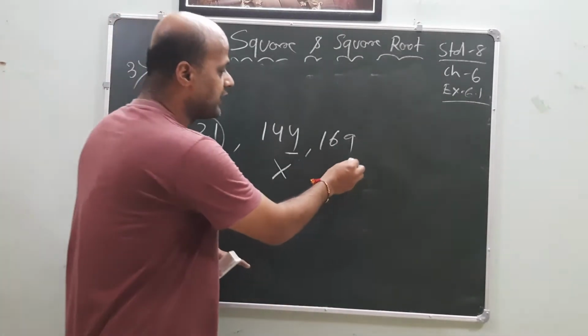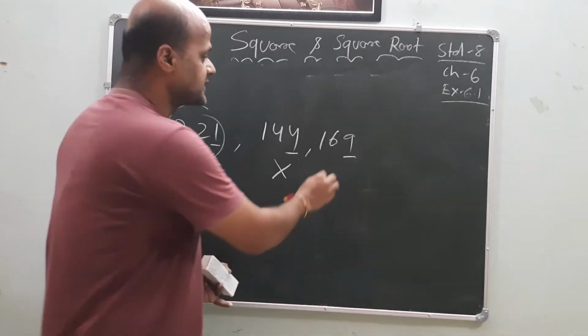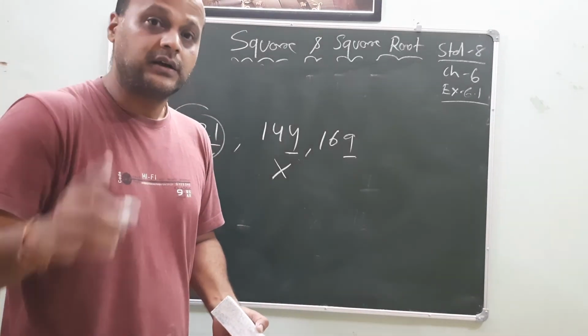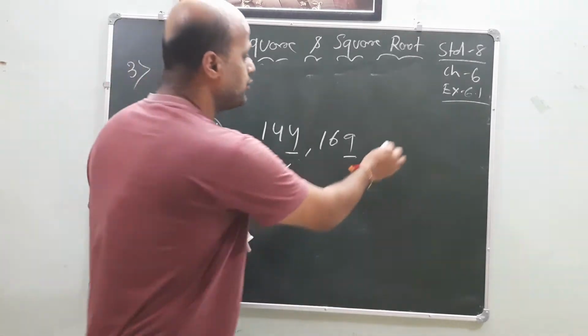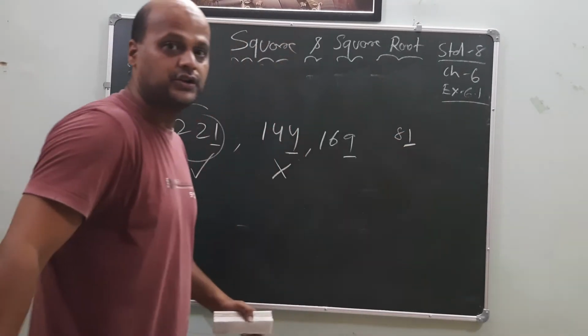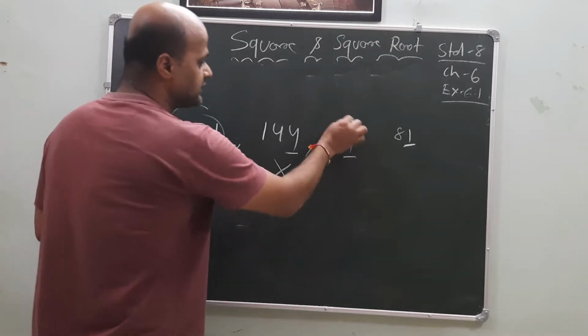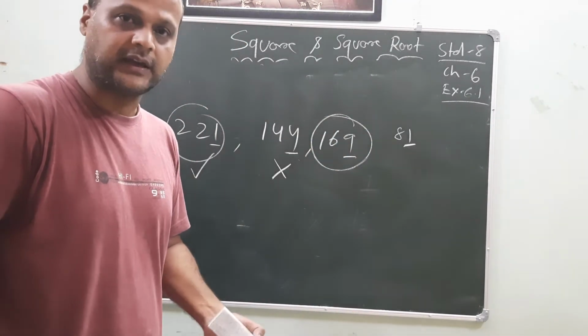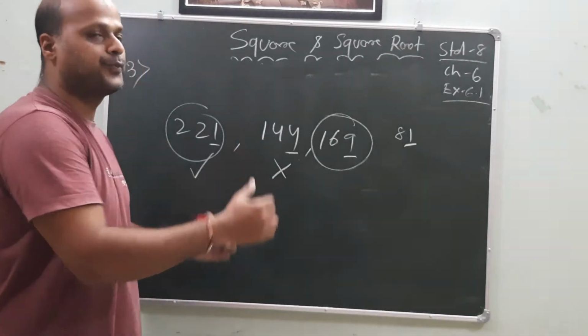What about 169? 9 squared is how much? It is 81. Is 1 coming or not? In 81, 1 is in the unit place. So it is an odd number. So I will say this is the square of an odd number. Okay, in this manner you have to find it out.